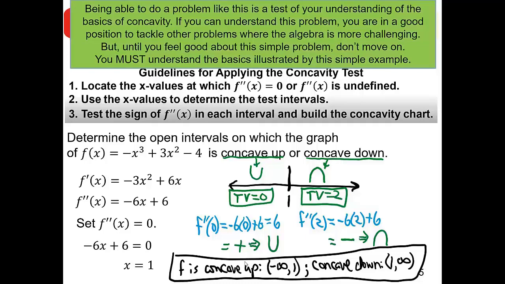Keep in mind that you have to be able to do a problem like this just to make sure you understand the basics, the principles. If you can understand this problem, you're in a good position to go on to hard problems where maybe the algebra is a little more challenging or something like that.